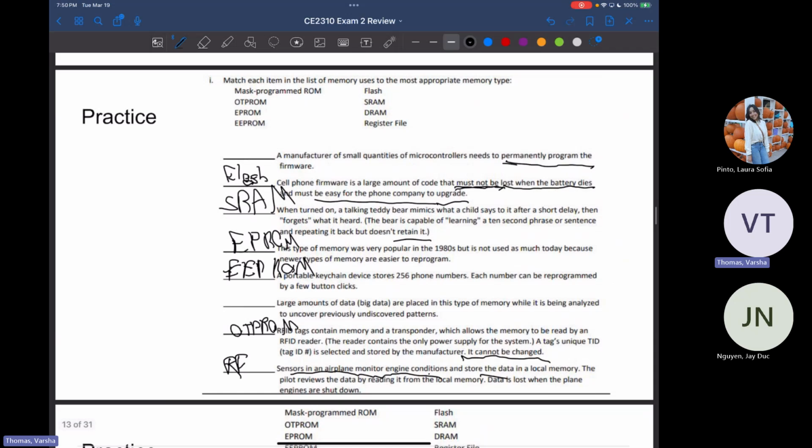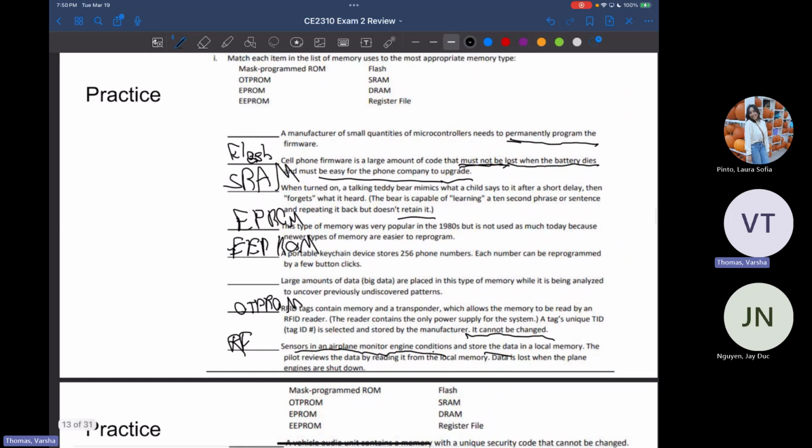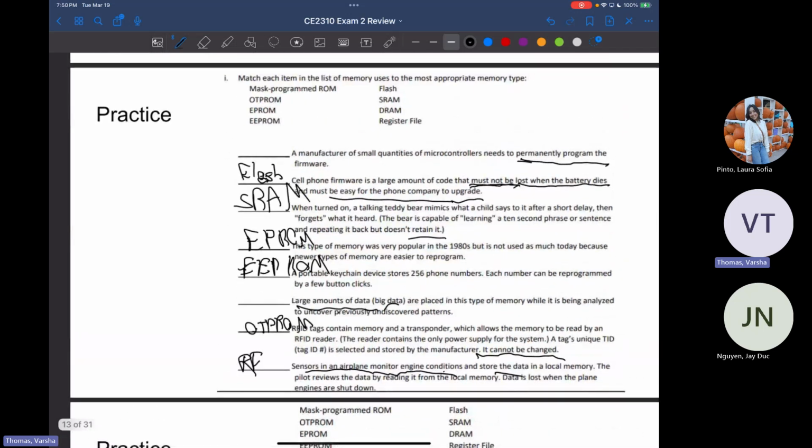So let's go back to the previous ones. This one says large amounts of data, big data, are placed in this type of memory while it is being analyzed to uncover previously undiscovered patterns. Since we've used all of the other ones and we're missing DRAM and mask, we know that large amounts of data are usually associated with DRAM, because DRAM has more memory to store. So this one will have to be DRAM.